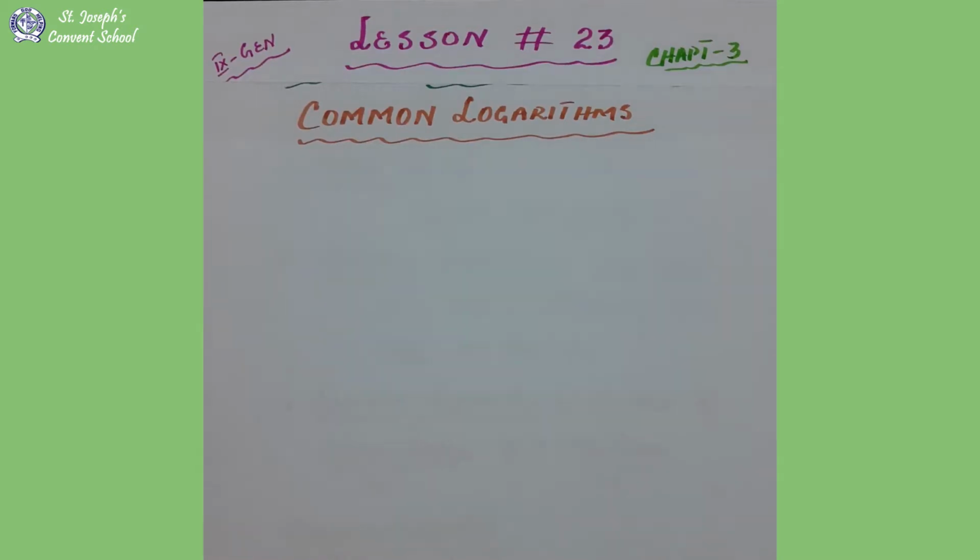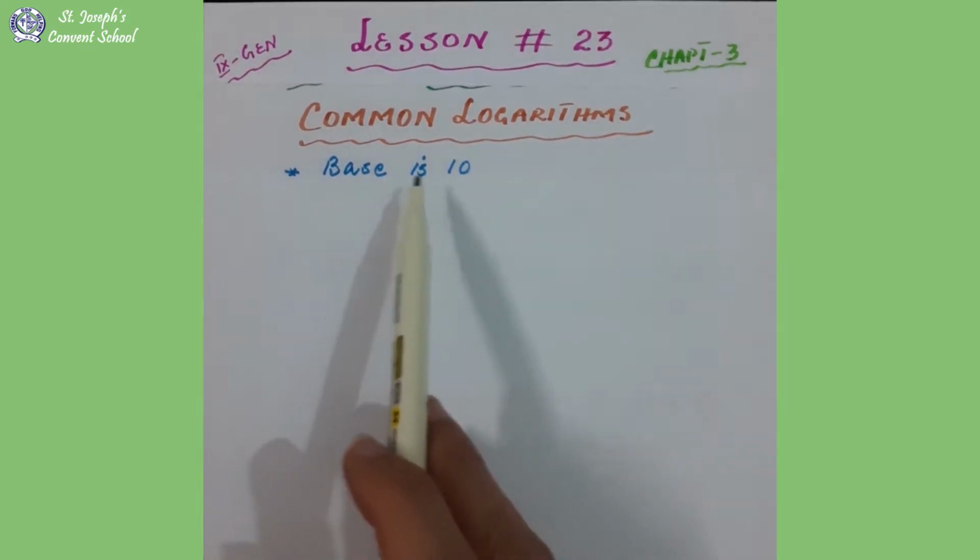Common logarithm has base 10. Like last time, we did exponential form and logarithmic form, and in that we changed the base according to the exponential. Now in this common logarithm, you have to remember that the base is always 10. It comes in the MCQs that the base of common logarithm is dash. So remember, the base of common logarithm is always 10.